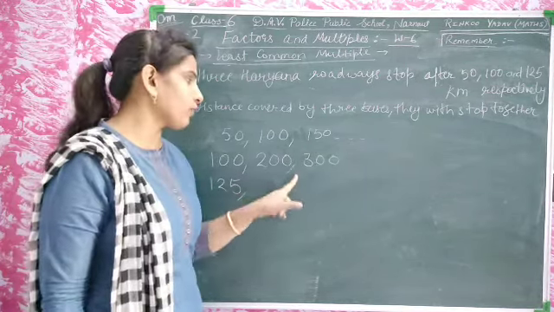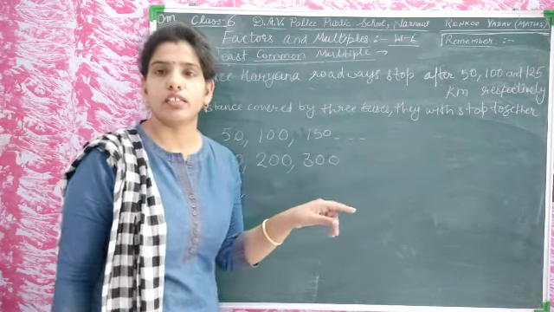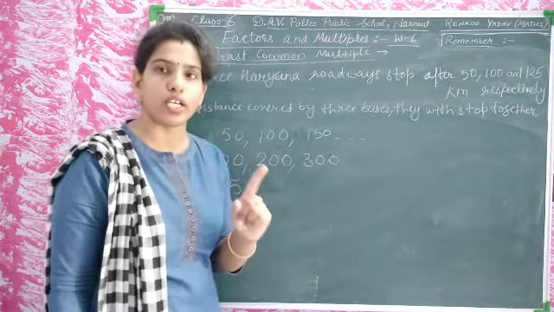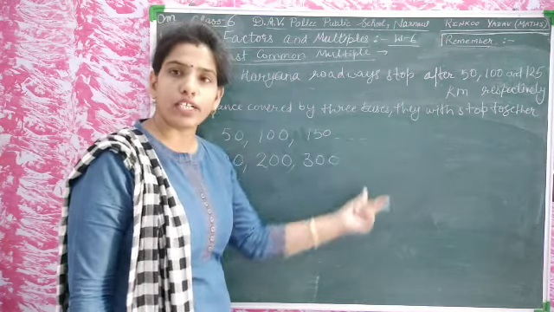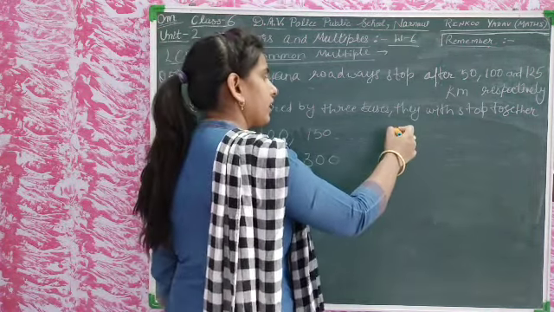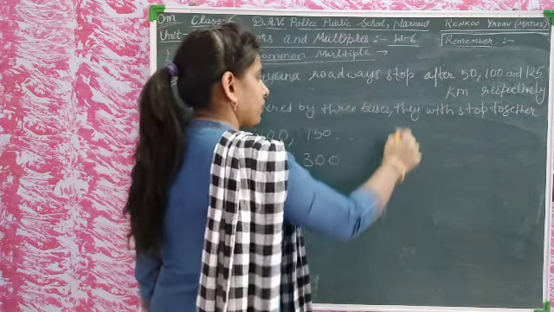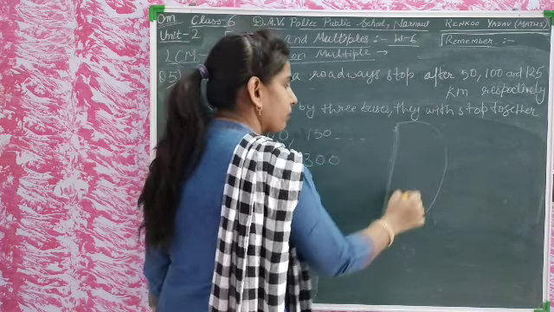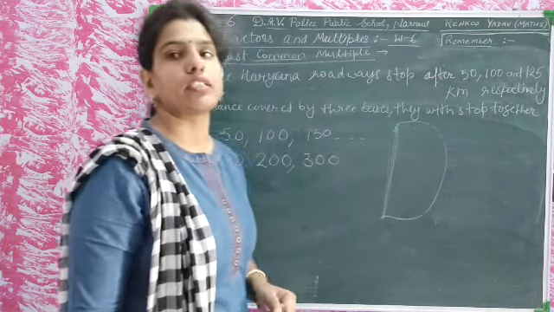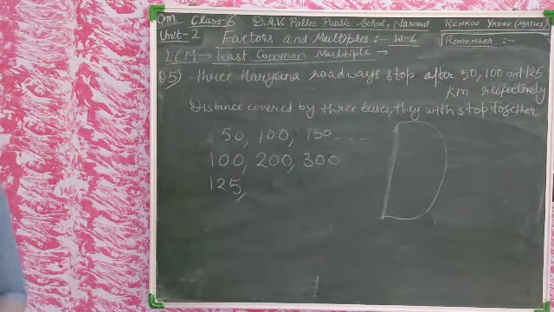It means we have to find the LCM here. When will they stop together? They will stop together when we find the least common multiple. It means if we find the number which is common in all these numbers, at that kilometer they stop together. Is this clear, students? Yes. Now let's see there.